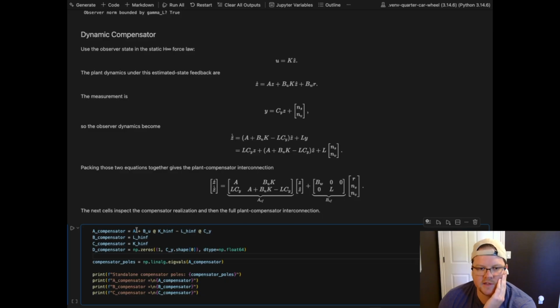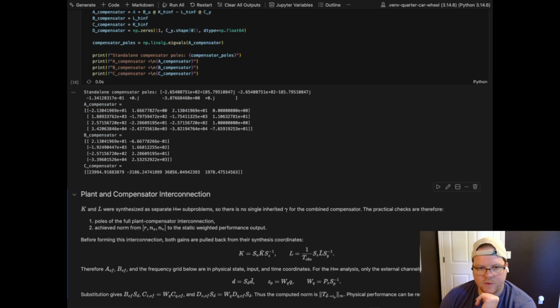But anyways, the A side would be A plus B_U K H infinity minus L H infinity C_Y. That's this part here. This is the plant interconnection, so I need to update it so this is portrayed on the markdown. The B side would be L H infinity, C would be K, and the feedthrough here is just zeros. And so here are the compensator poles, all left half plane. This is just printing off the compensator itself.